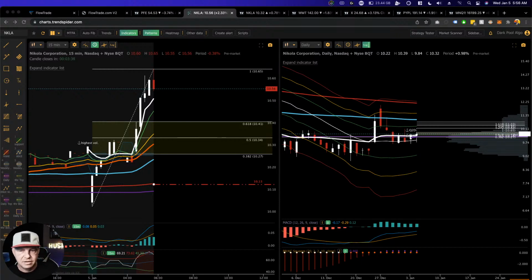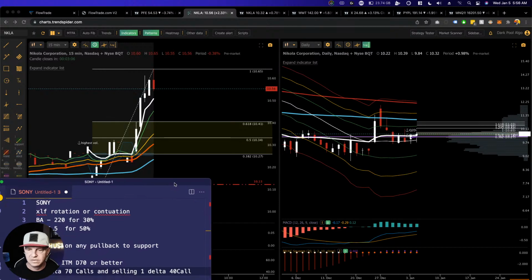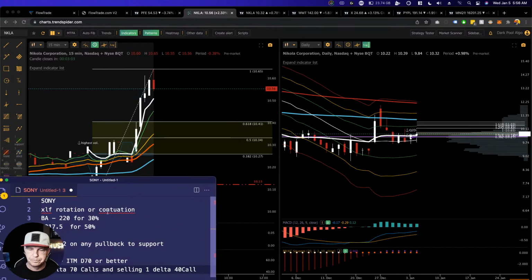Yeah, let's look at Nikola for today, shall we? So we'll go in the money, delta 70 or better. One of the plays that we could do with that would be buying 2 delta 70 calls and selling 1 delta 40 call. What that does is it's called a zebra trade, and it's basically the same as owning shares, right?